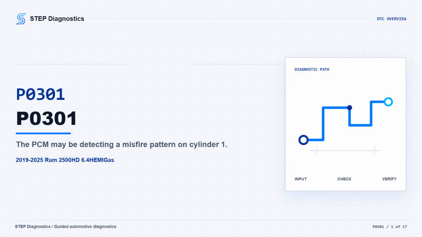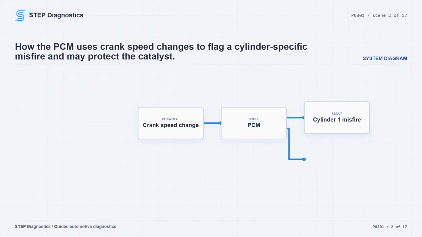For this Ram 2500HD with the 6.4 Hemi, P0301 means the PCM is seeing a cylinder 1 misfire pattern. The PCM watches crankshaft speed changes to pick up a single cylinder misfire. The truck may run rough, stumble under load, idle unevenly, set or flash the MIL, and on some equipped trucks stop/start may be disabled while the code is active.